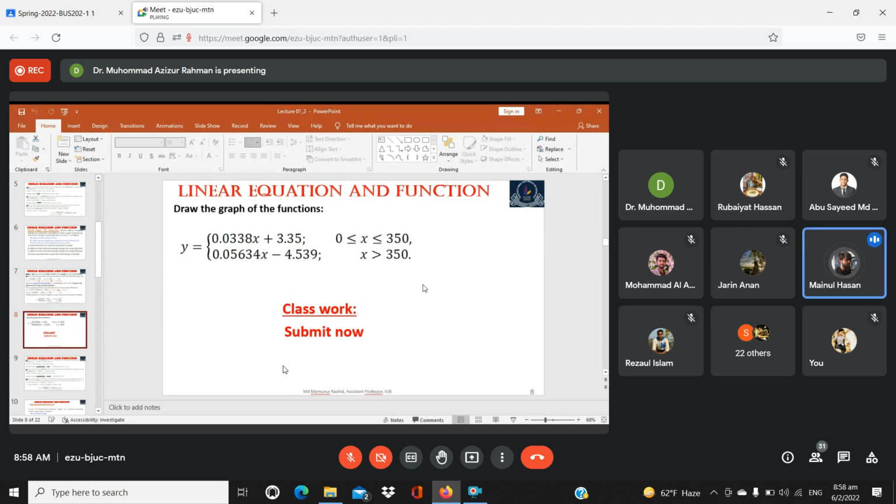Sir, I forgot, what will be on the x-axis? The x-axis is number of kilowatt hour, and the y-axis is the cost.